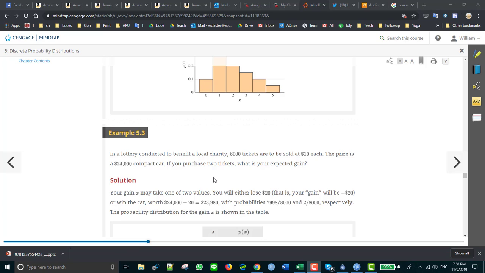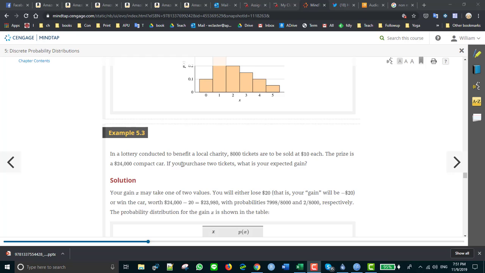Example 5.3 is about a lottery, and it's going to benefit a local charity. 8,000 tickets are to be sold, and each one is going to be sold at $10. So when they sell them, they will have collected $80,000. The prize is a $24,000 compact car. You can buy a ticket for $10. If you win, you get this car. If you purchase 2 tickets, what is your expected gain?